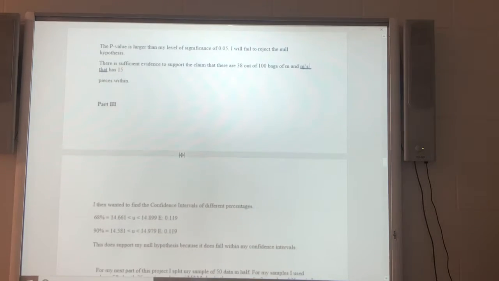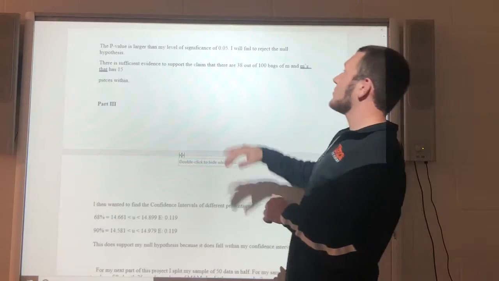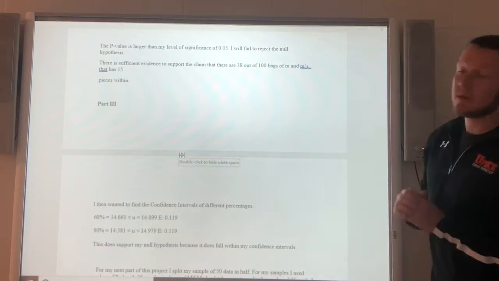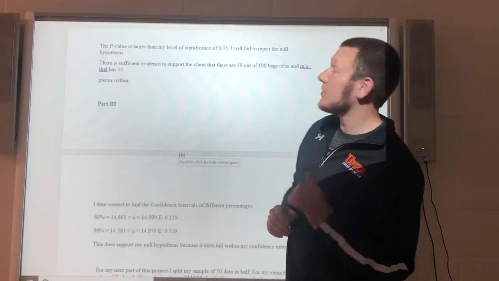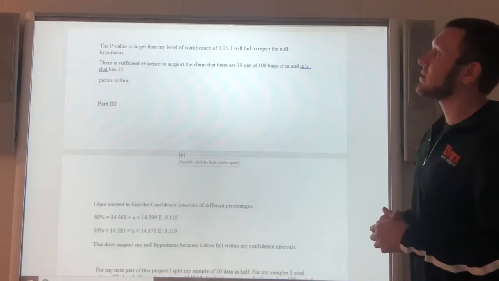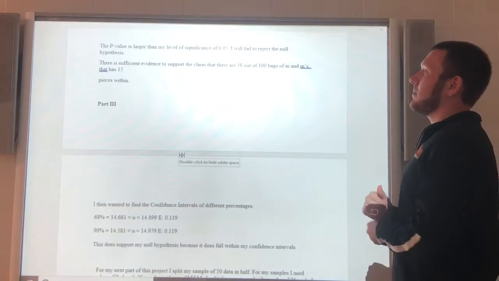The p-value is larger than my level of significance of 0.05, so I will fail to reject the null hypothesis. But there is sufficient evidence to support the claim that there are 38 out of 100 bags of M&Ms that have 15 pieces within them.